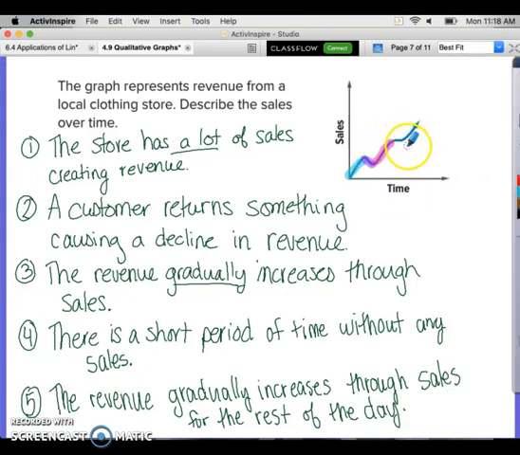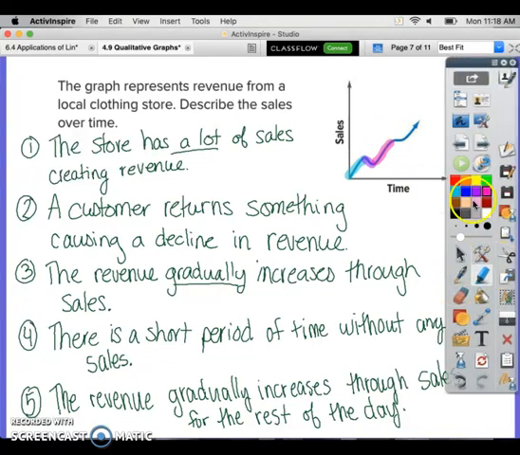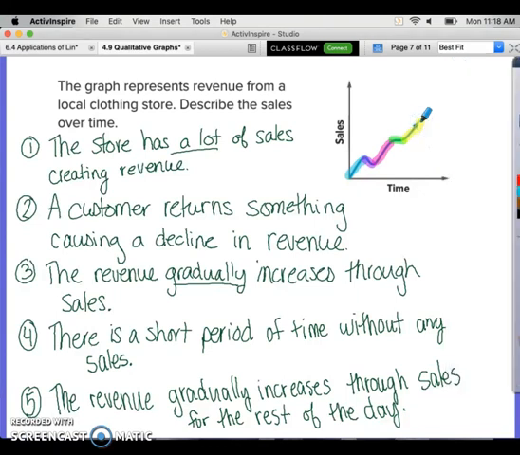So do you see how it kind of plateaus or flattens out? Okay, so that's going to be a different section right here. And then my last section is it's rising again. So now I'm going to describe what's happening there.